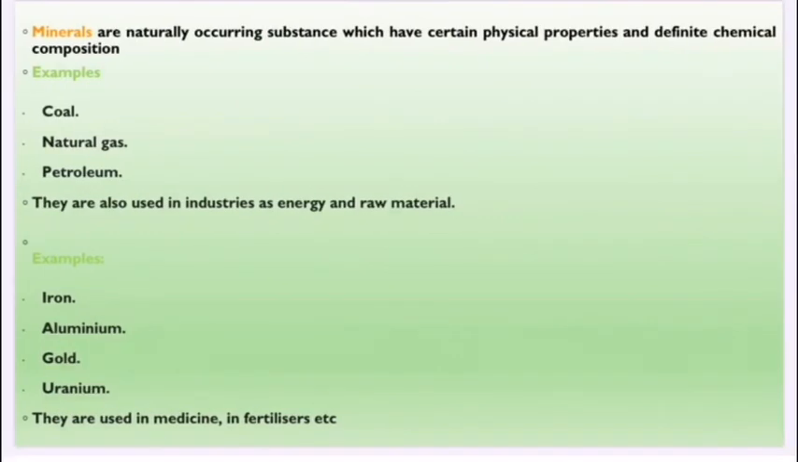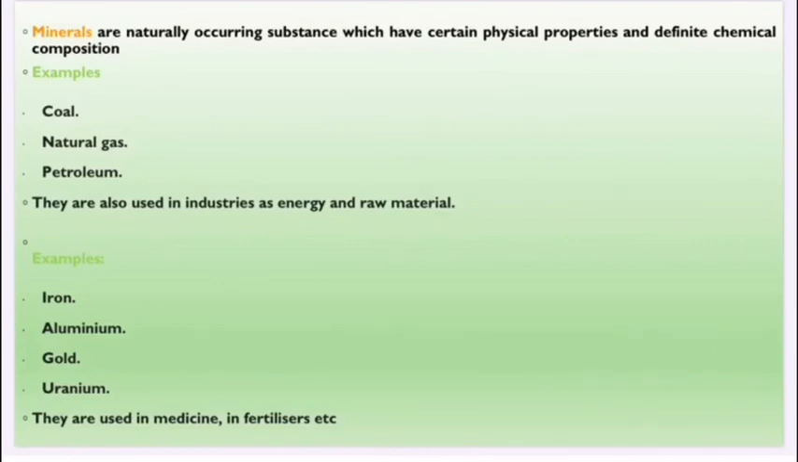Next one we are going for the minerals. Minerals are naturally occurring. This is also one of the natural things. It occurs as a substance with certain physical properties and a defined chemical composition. Minerals also have many properties, and it is also one of the chemical processes. You know that minerals means it is a chemical.